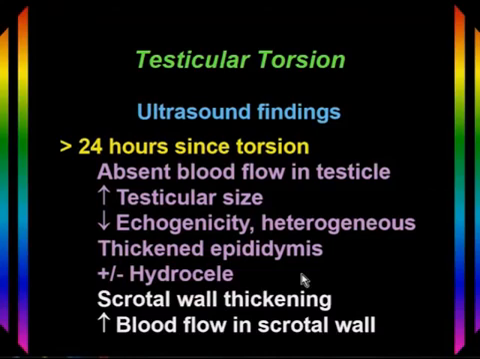After 24 hours, we have what's called missed torsion. That is, the torsion has blocked the blood flow to the testicle for more than a day. On ultrasound, we'll still see no flow inside the testicle, but we may now see thickening of the scrotal wall and increased blood flow in the scrotal wall. The changes in the testicle will continue. It may be enlarged or edematous. There may be hypoechogenicity or heterogeneity. The epididymis will still be thickened, and a hydrocele is likely to be present.